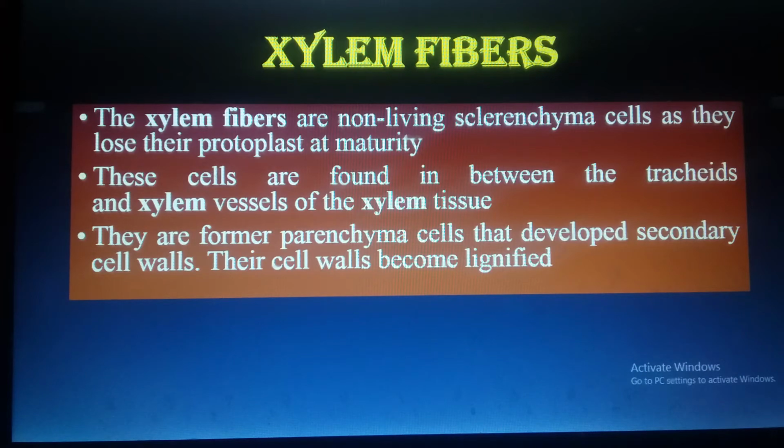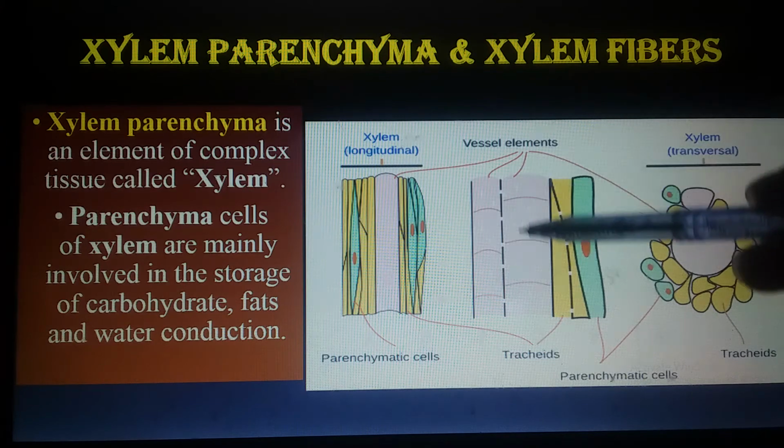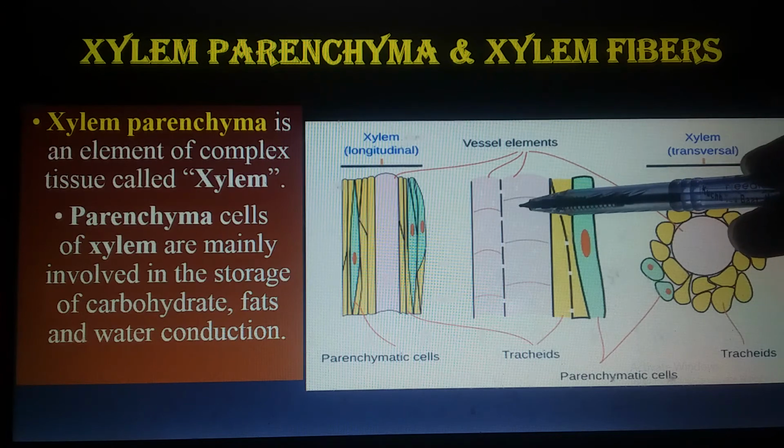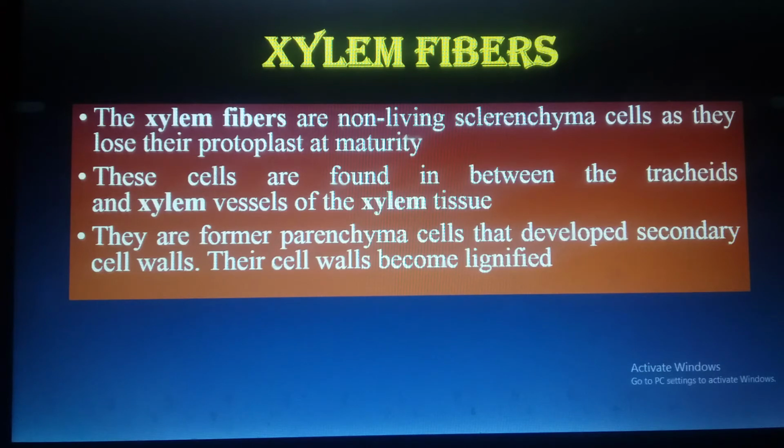Now I am showing you where they are present. These are the vessels and these are the tracheids. And in between the tracheids and vessels, xylem fibers are present, because these are thread-like structures. They play a very important role in providing strength and support to the plant. These cells are formed from parenchyma cells, and their cell wall becomes lignified like the vessel elements and tracheids.